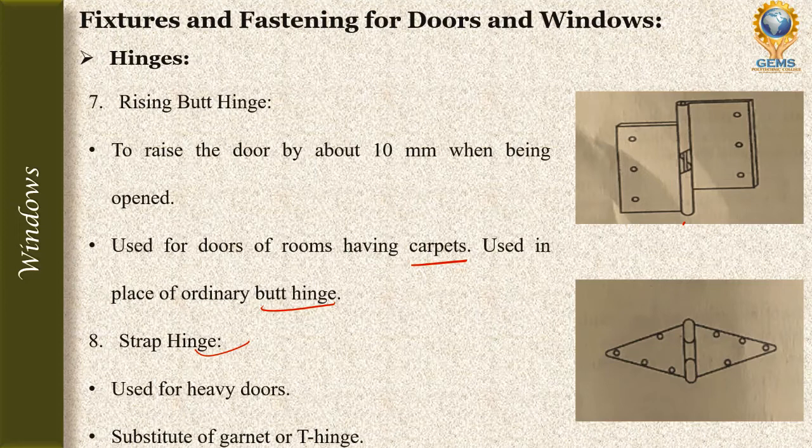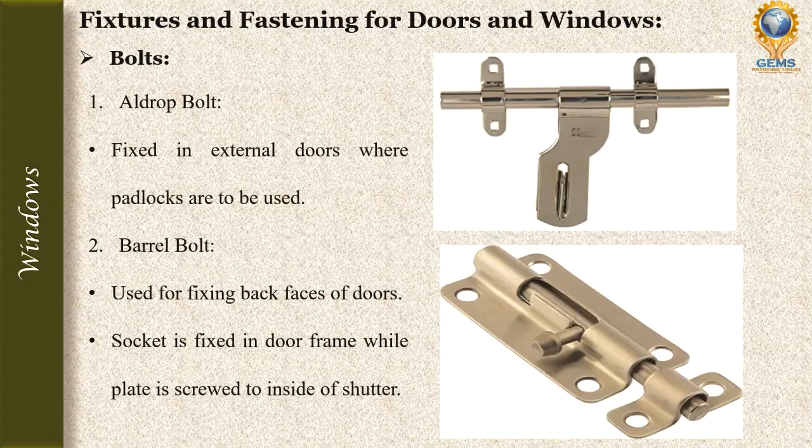So these are the types of hinges. First one is back flap hinge, second is butt hinge, third is counter flap hinge, fourth is garnet hinge or T hinge, fifth is parliamentary hinge, sixth is pin hinge, seventh is rising butt hinge, eighth is strap hinge. Next we go for the bolts.